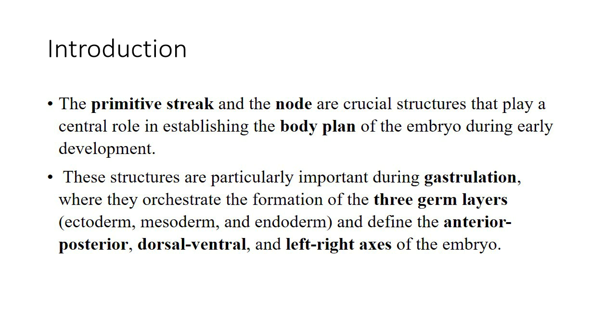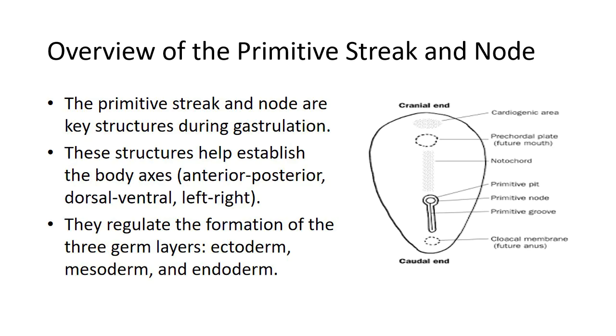1. Overview of gastrulation and axis formation. Gastrulation is a process during which a single-layered blastula transforms into a trilaminar embryo with three distinct germ layers. This process sets the stage for subsequent organogenesis and the formation of tissues. The primitive streak and node are key structures that help guide the cellular movements necessary for the establishment of the embryonic axis and the differentiation of tissues.